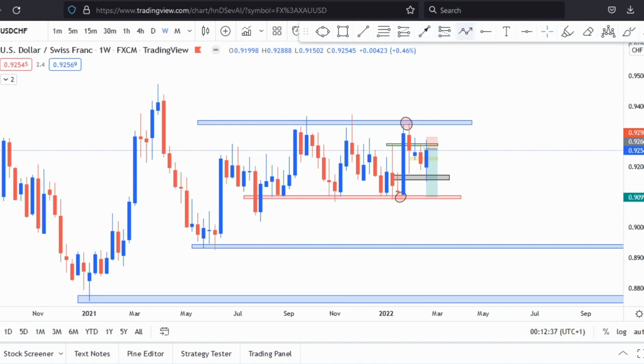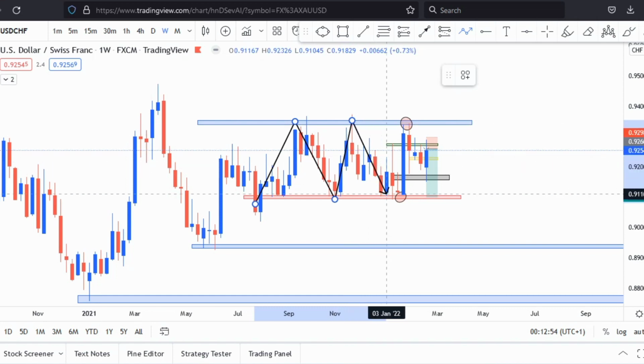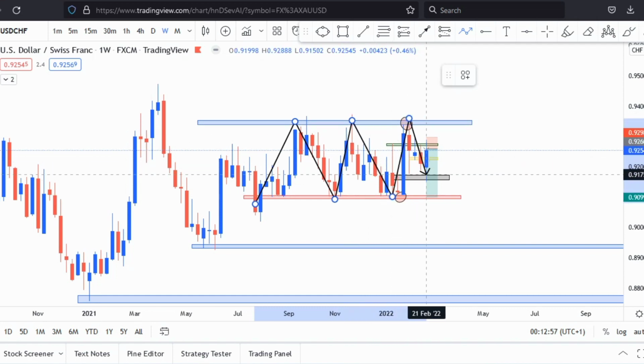As you can see on the weekly time frame, price has entered this range and is still within this level, the 0.91 level and the 0.93 level basically, and it's been ranging between these two levels. Now price got down here and bounced up here, and what I'm expecting, as you can see here, is this resistance level.